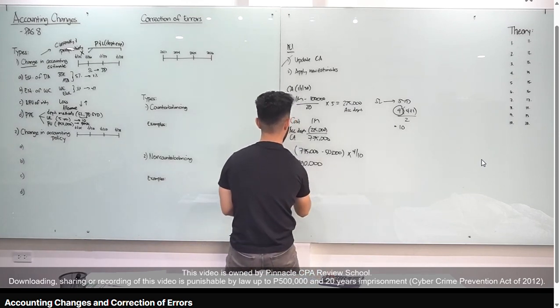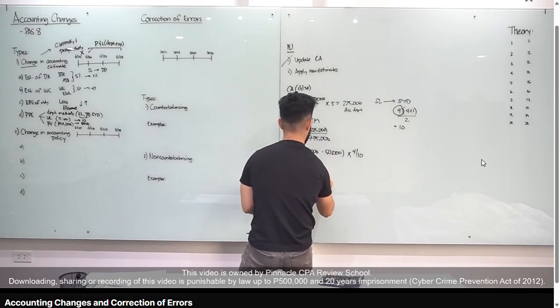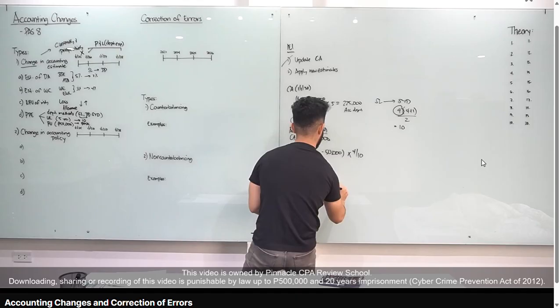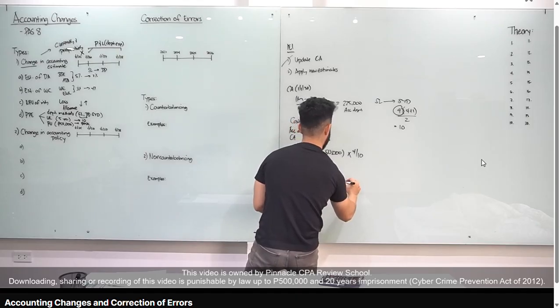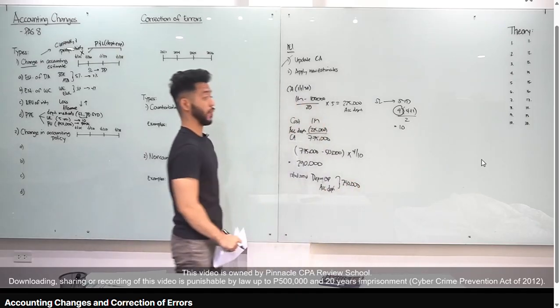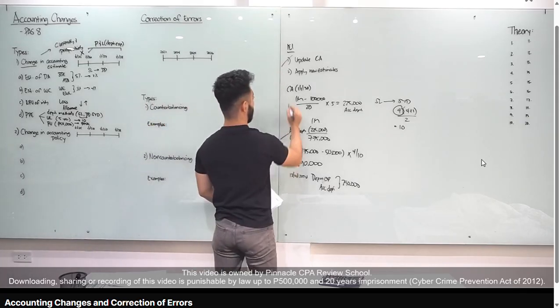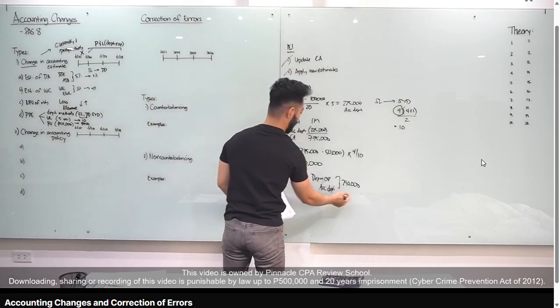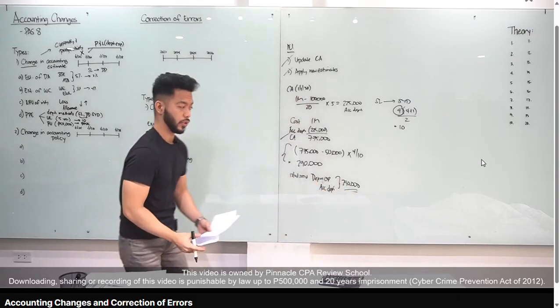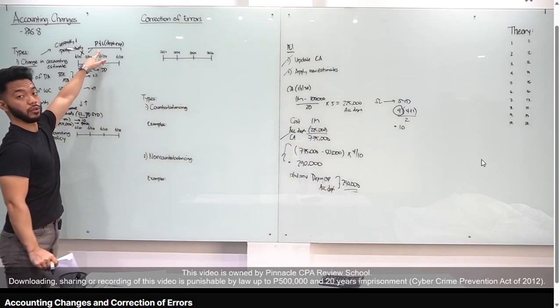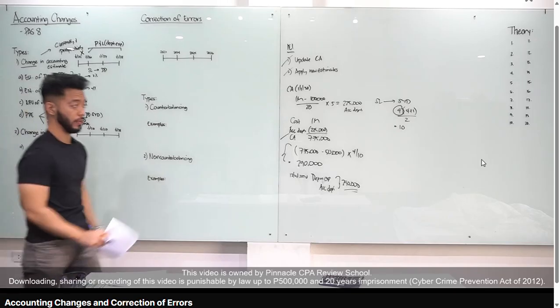Our entry on December 31, 2030: debit depreciation expense, credit accumulated depreciation for 290,000. Alright, so that's what we did. Again, when there is a change in accounting estimate, update the carrying amount. Then we applied the new estimates, and we get the depreciation expense of 290,000. That's why the effect is on P&L, profit or loss, depreciation expense. So that's all there is to a change in accounting estimate.